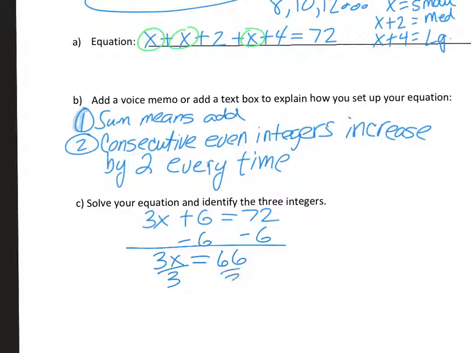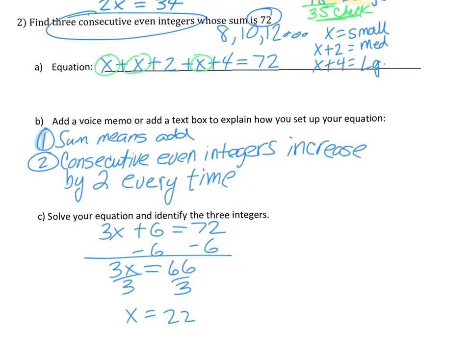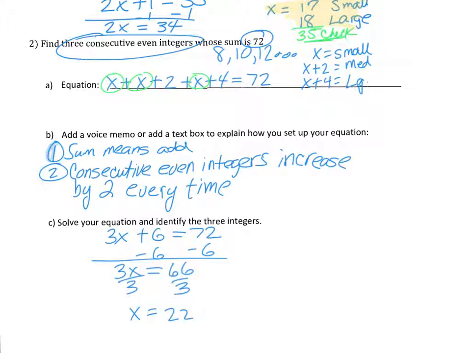Divide both sides by 3. My smallest number that I'm looking for is 22. So if they're increasing by 2 because they're consecutive, or I'm sorry, consecutive even, that means my small is 22. My medium is 24. And my large number is going to be 26.